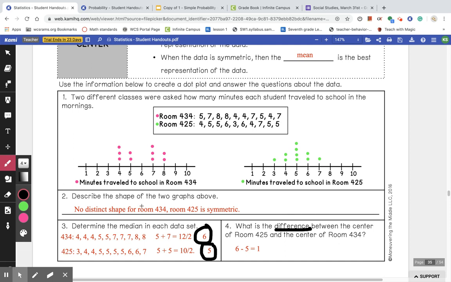And then it's going to ask you to find the range. So to do that, you just take your largest number, subtract it by the smallest. So the range of this room would be 8 minus 4, which is 4. And the range for this room would be 7 minus 3, which is 4. So they have the same ranges. So that's how you would do that.